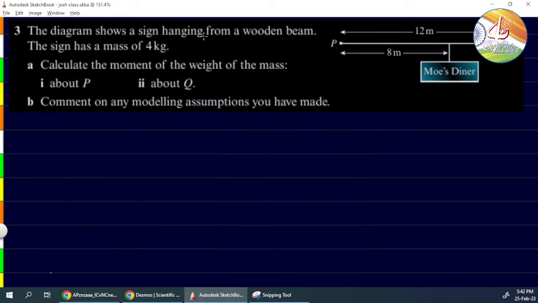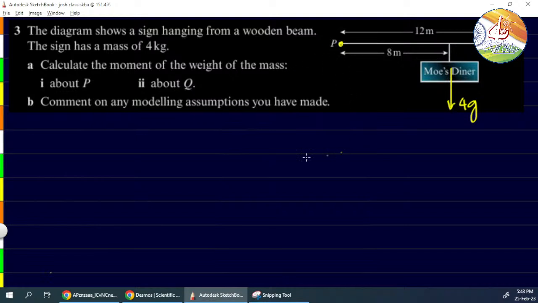A diagram shows a sign hanging from the wooden beam. The sign has a mass of 4 kg, so 4 kg downward, which means the weight will be 4g. Calculate the moment of the weight of the mass about P and about Q.